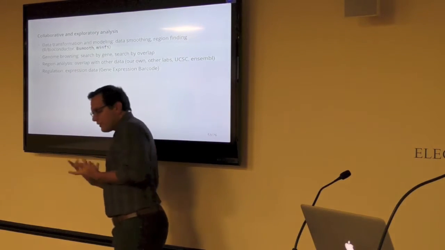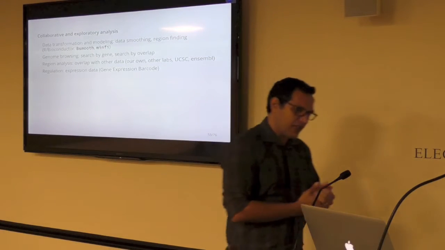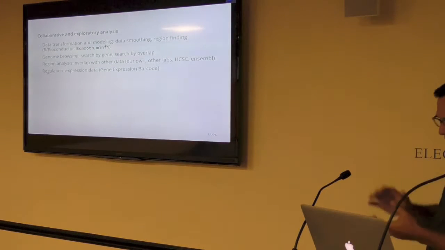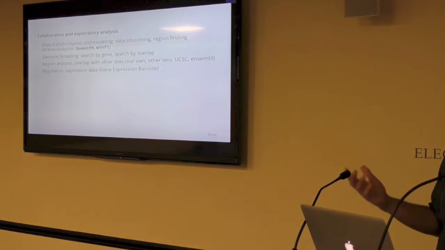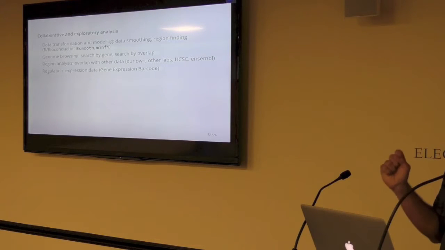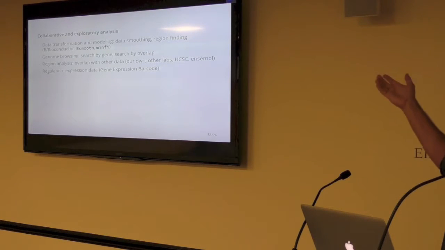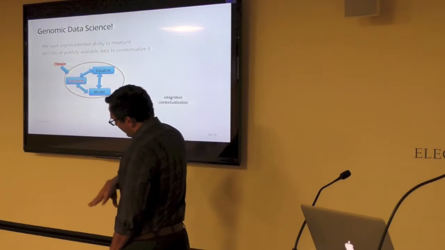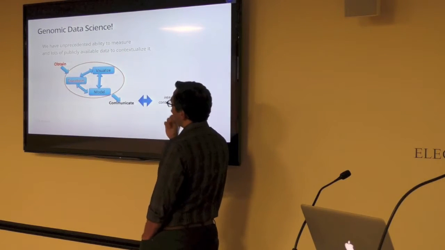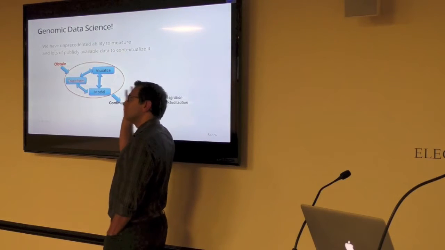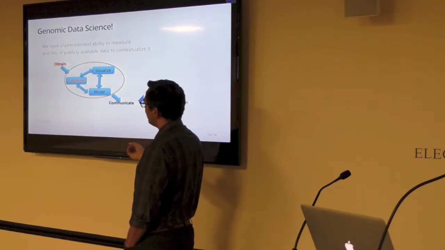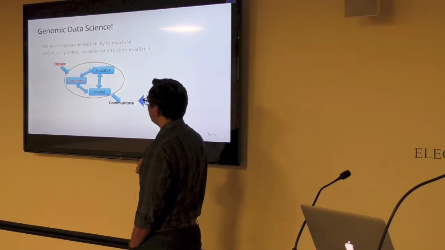But our collaborators also wanted to do exploratory understanding of what it is that we're giving them by searching through the genome, looking for gene names. So, their favorite. Every biologist has a favorite gene. All right, and we wanted to use the vast amount of data that's out there to understand what we're seeing. So I think all of that work that I described is an instance of what I like to think of, for lack of a better term, as genomic data science. We have an unprecedented ability to measure, and lots of publicly available data to contextualize it.